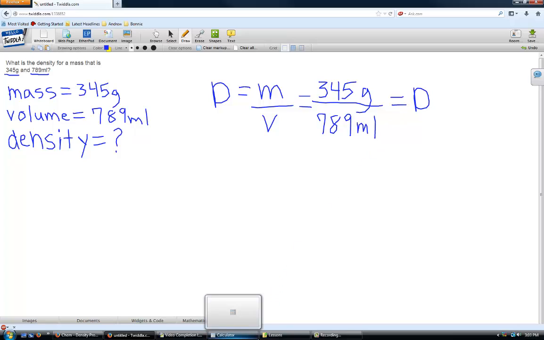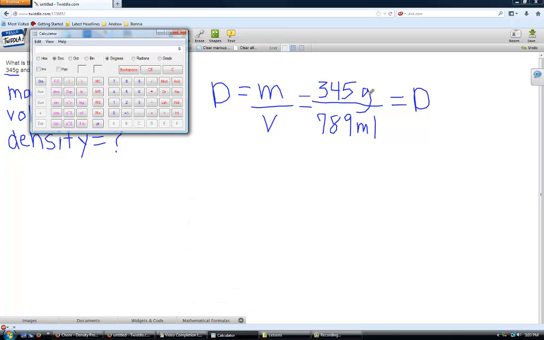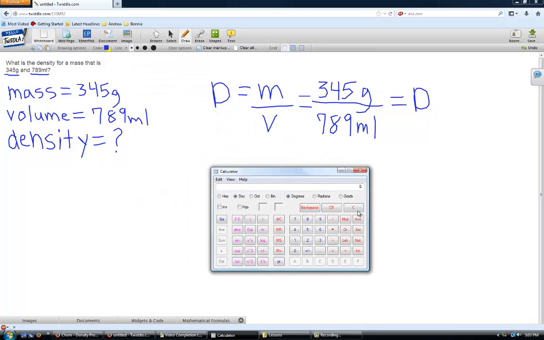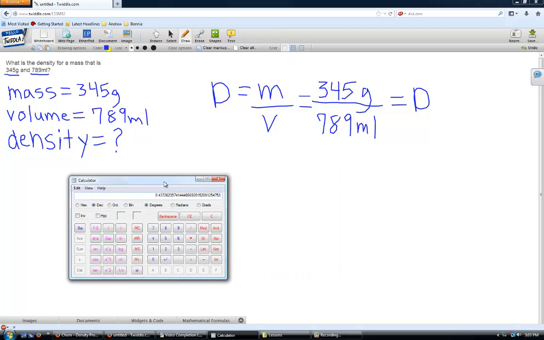Now, if I get out my calculator, I can do 345 grams divided by 789 milliliters. 345 divided by 789 equals, so this all equals about 0.437.